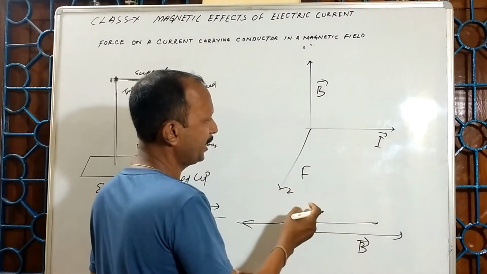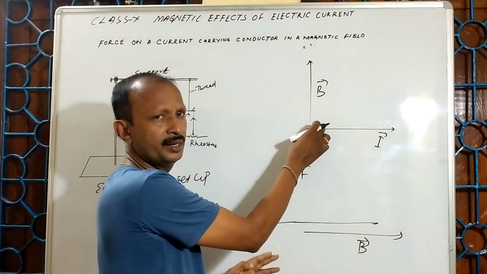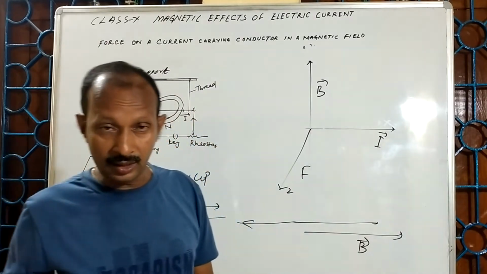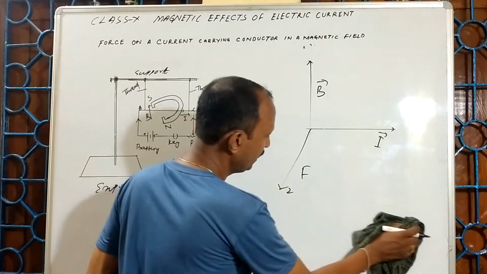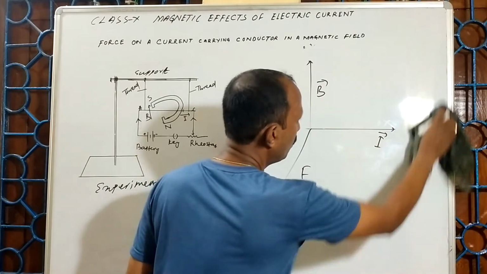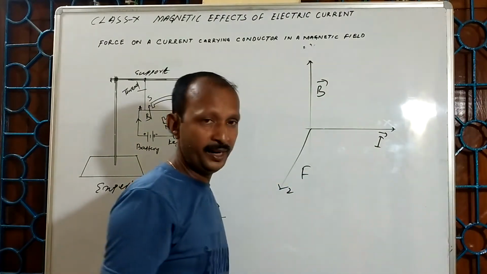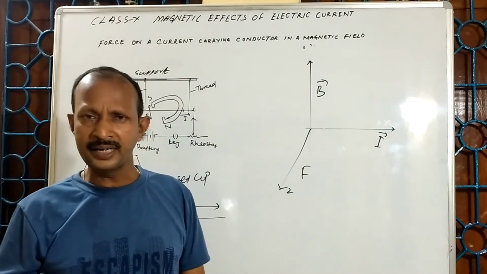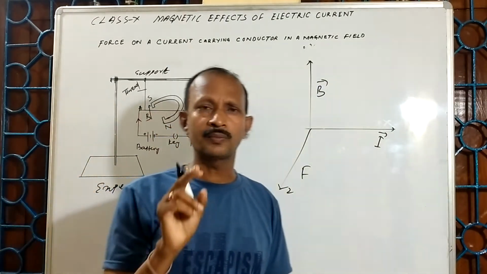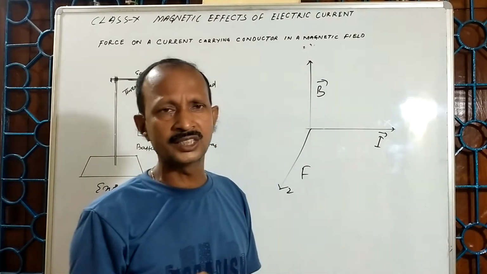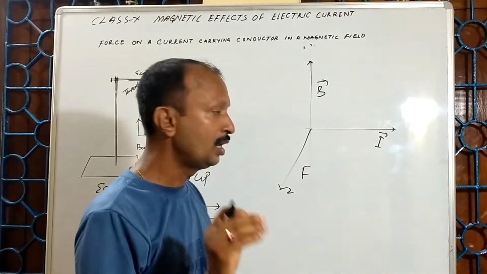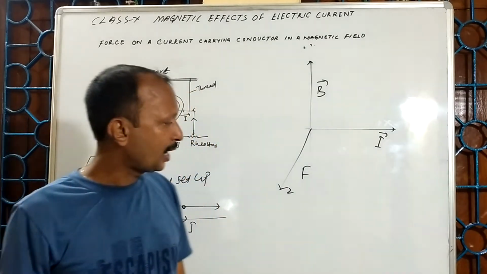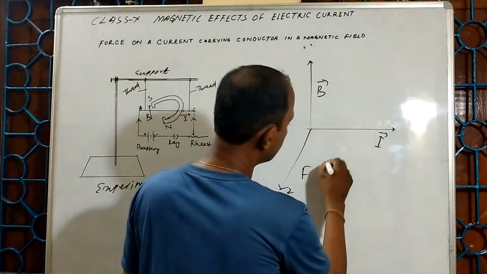Except that, in any direction. I am not telling you it is 90 degrees all the time. Any direction other than the direction of the field. If it is in the direction of the field, then the force will be 0. That's why I am telling you, if it is placed in a direction other than the direction of the field or its opposite, then the current carrying conductor experiences a force, which is called the Lorentz force or Lorentz magnetic force. So now we will calculate the magnitude of the force.